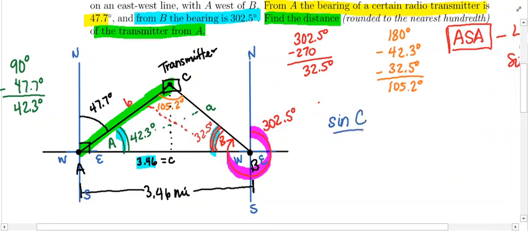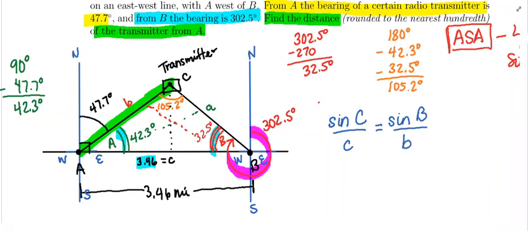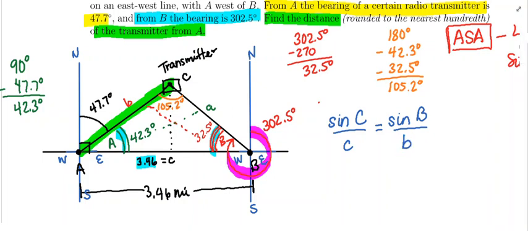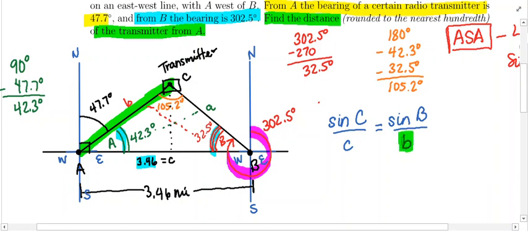Sine of C over C is equal to, luckily we know something about B, so we can go ahead and use B. We know angle B. So when we set it up this way, this is going to be the only unknown. I guess I should have put that in green. That's going to be our only unknown because we know sine, we know the C angle, we know the C length, we know the B angle. So we can use this equation to solve.